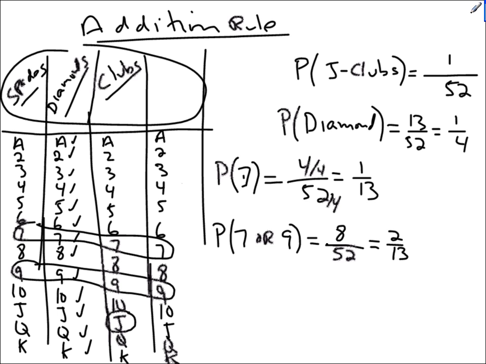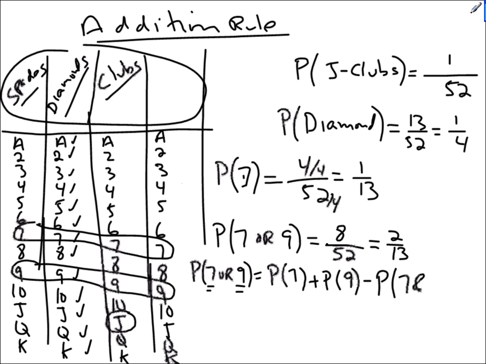Now, if you use the formula, the probability of 7 or 9, it's the probability of the first one plus the probability of the second outcome minus the probability of both of them. Well, the probability of getting a 7, well, there's 52 cards. 4 of them are 7s. The 7 of diamonds, the 7 of spades, the 7 of clubs, and of course, the 7 of hearts. Those are the 4 suits on top. Spades, diamond, clubs, and hearts. There's 4 7s. There's also 4 9s out of 52.